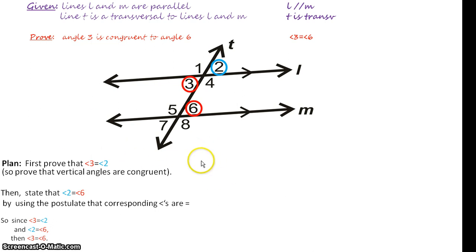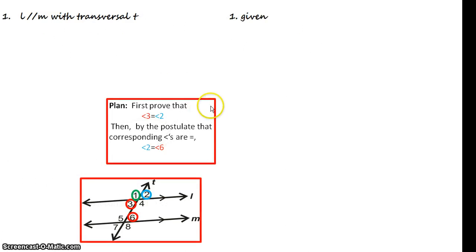So let's go ahead and start our proof. As you can see, I have the diagram here, and I have yet another angle circled in green, and we'll get to that in a minute. I have our plan here, and I have what was given: L is parallel to M with transversal T. Now we have to prove the first part of our plan, that angle 3 and angle 2 are congruent.